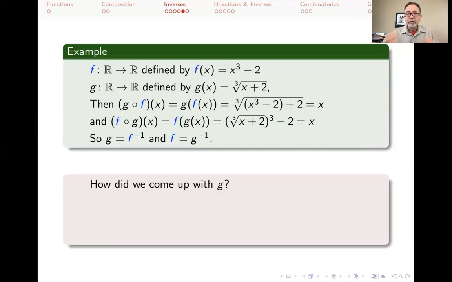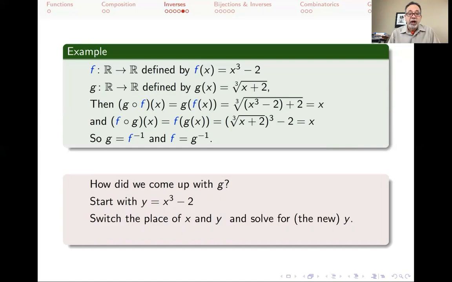In some ways, the roles of X and Y are switched. In functions from R to R, where you have a formula, you would start with the original function and say, okay, Y equals X cubed minus 2. Instead of f of X equals X cubed minus 2, you say Y equals X cubed minus 2. Then you switch the places of X and Y because you want to go the other way. And then you solve for the new Y. You would get X equals Y cubed minus 2. From that, you would get Y cubed is X plus 2. And then Y is cube root of X plus 2. That's how you would come up with this. But you can't do that if you have functions from R2 to R3, for example.